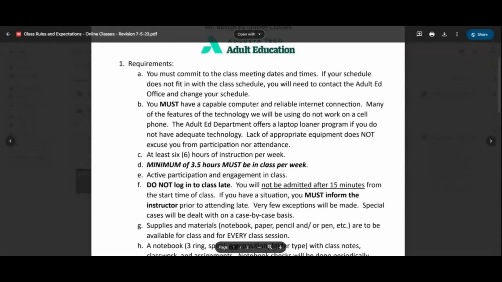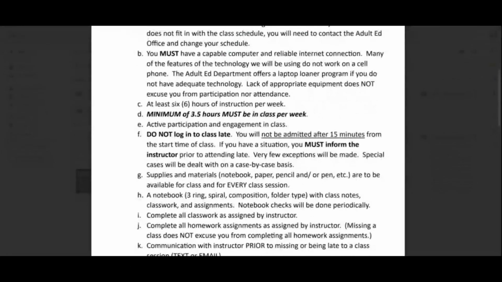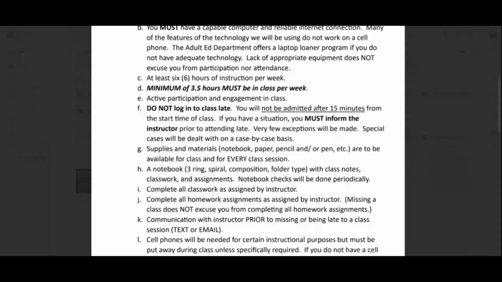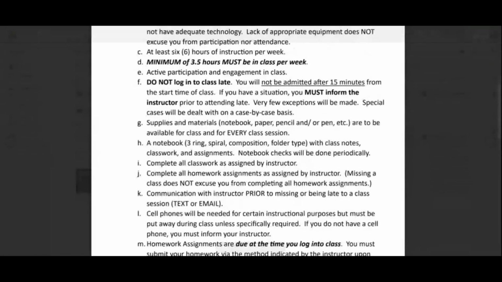Do not log into class late. If you're 15 minutes late, you need to have a good reason, and you should be letting me know ahead of time. Communication is vital, that you are in contact with me and letting me know what's going on. If you're going to be late, then you need to send me an email or a text and let me know that you're going to be late.